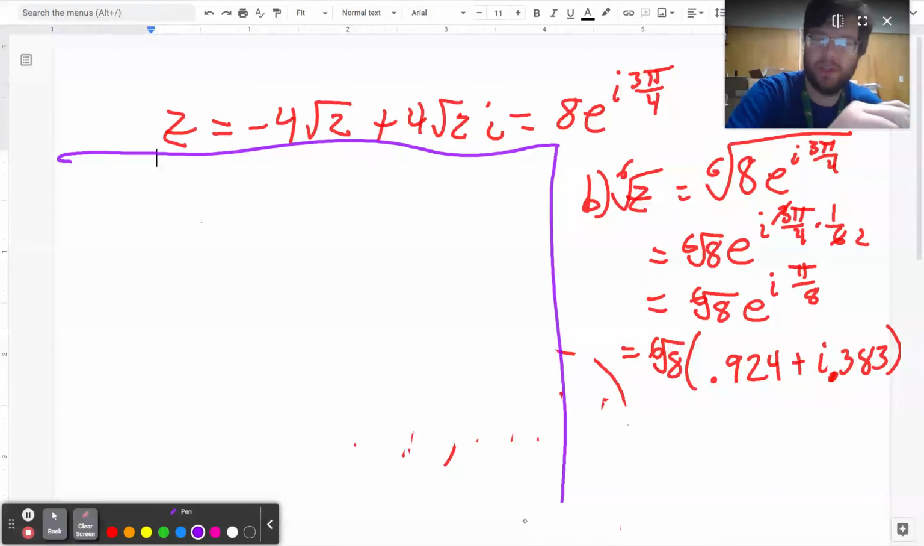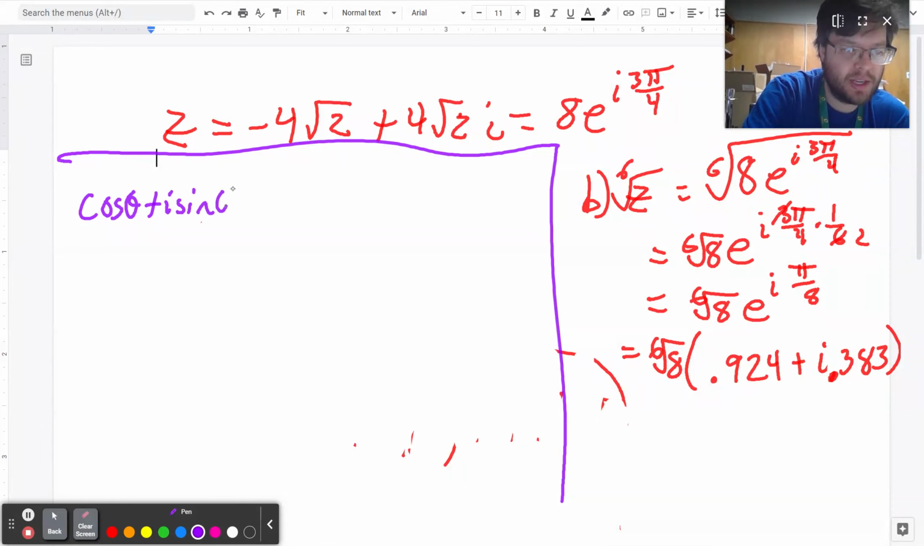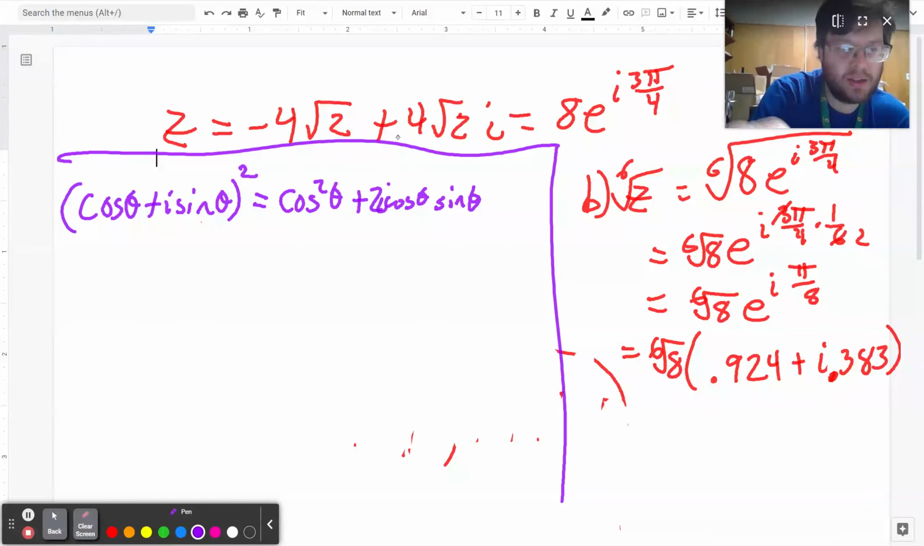My calculator still didn't work out. So what I know is that if I have (cosine theta plus i sine theta) squared, I can write that in two different ways. I can write cosine squared theta plus 2 i cosine theta sine theta, and then plus i squared sine squared theta.